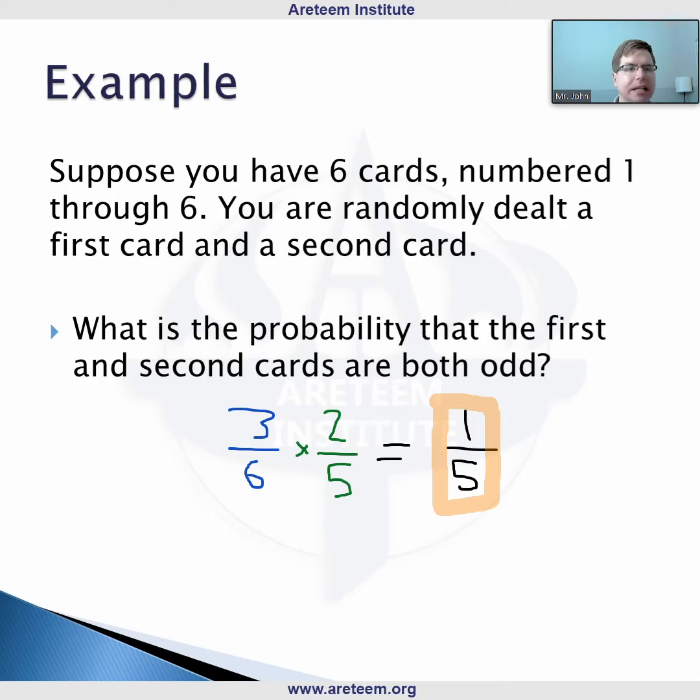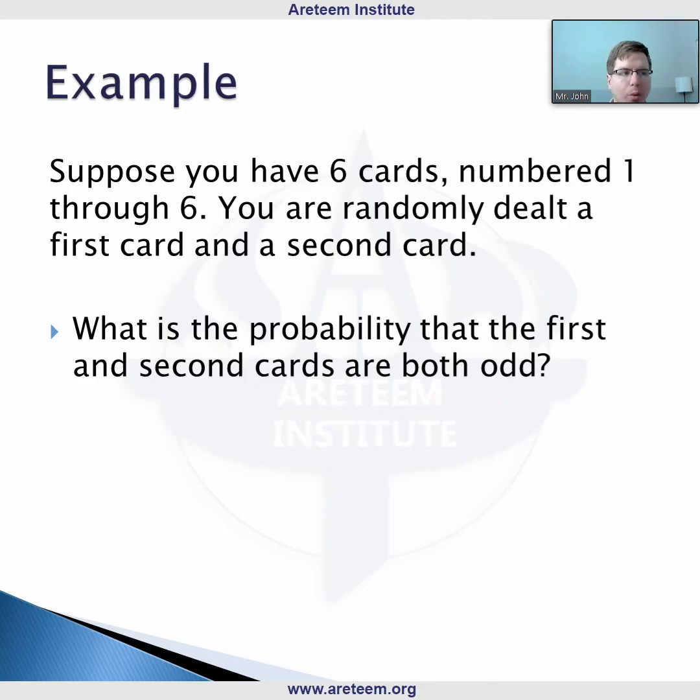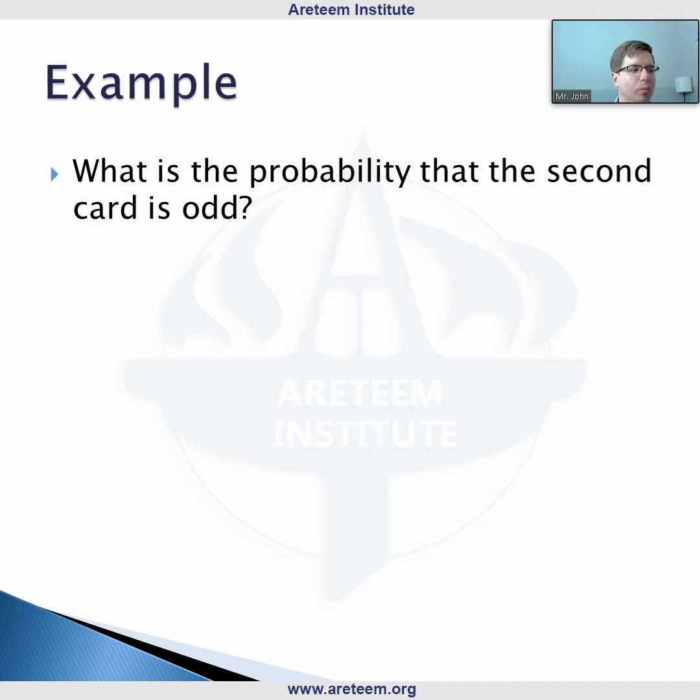So this isn't anything to do with total probability yet, but let's look at the same setup now, a little bit different, and we want to give ourselves a little bit more room in this case too. So our question, same setup, 6 cards, 1 through 6. What is the probability that the second card is odd in this case?